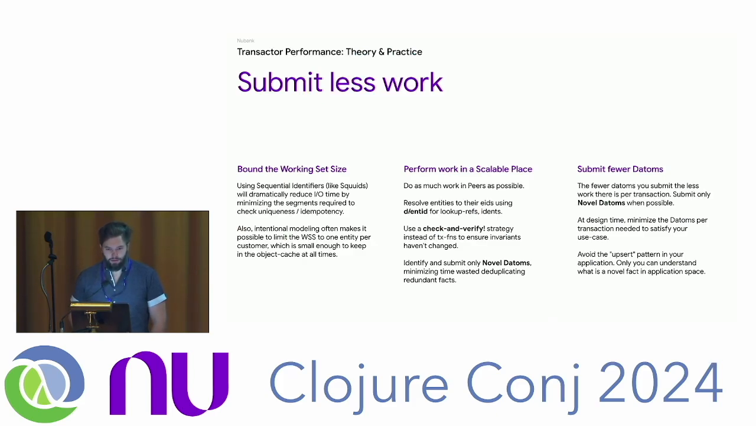How exactly can you do this? One way to do it is using sequential identifiers instead of uniform random identifiers for uniqueness checks. This has a dramatic speed up, and we'll take a peek at this in a few slides. But you can also, at schema design time, work to intentionally model your schema and your access patterns around this, if you know you have to do capacity planning to hit your performance numbers. And you can often limit the working set size to one or a small number of entities which fit inside your object cache at all times.